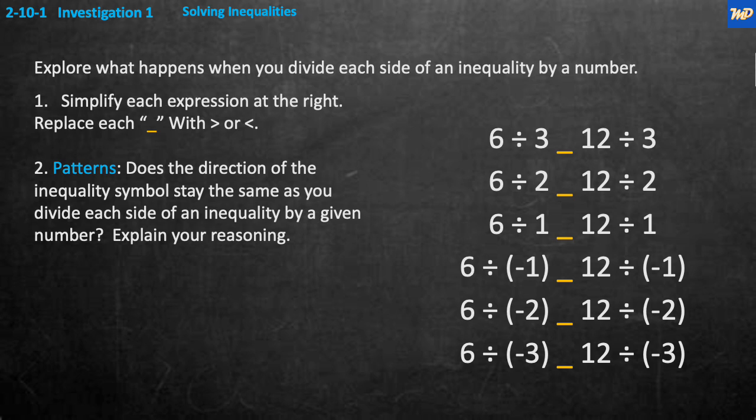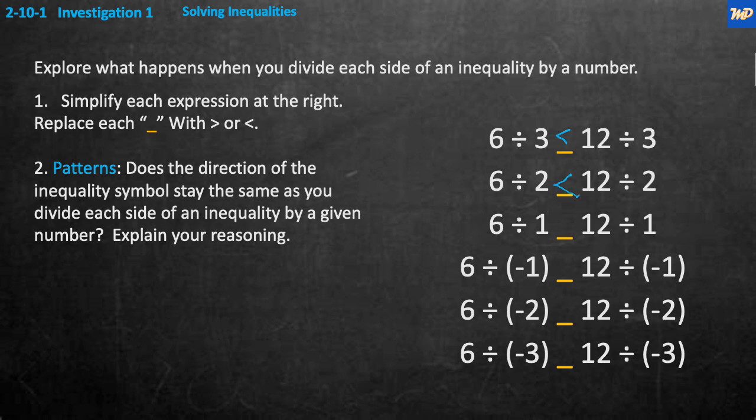12 divided by 3. So 6 divided by 3 is less than, and that's not an equal sign. It doesn't make it an equal sign. That's why it's colored differently. Now 6 divided by 2, and we're going down the line here. You're going to see it. 6 divided by 2 is greater than or less than 12 divided by 2. 6 divided by 2 is 3. 12 divided by 2 is 6. So 3 is definitely less than. So we're going to stay less than, okay?